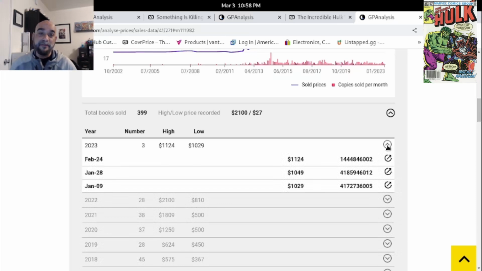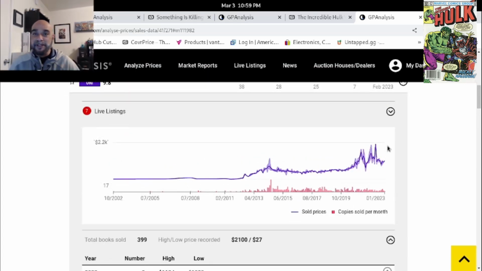I think the fair market value of this particular book is right around $1,000 to maybe $1,050. I mean, it's climbing up now. And the only reason why it's climbing up now is the movie's a few months out. Now, do I think this book is a great long-term spec? Yes. Reason being, the MCU isn't going anywhere.